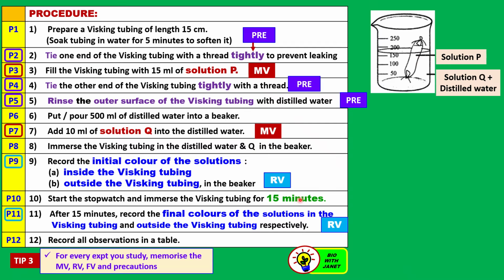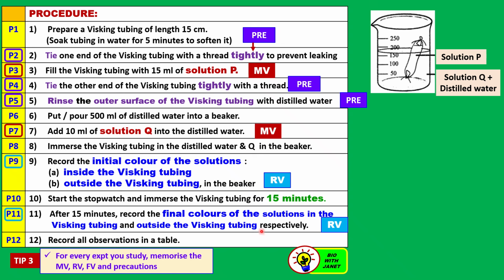All right. And if it's too long, you will not have enough time to finish answering the questions in your paper, right? Because you're waiting for the results. So 15 minutes in this case is the time given. So after 15 minutes, record the final colors of the solutions in the whisking tubing and outside the whisking tubing respectively. Okay, now this is the final color, right?